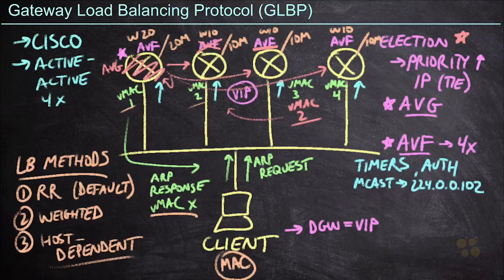And incidentally, even if we do have HSRP and GLBP running on the same broadcast domain, it's not going to be a problem. They're just going to receive each other's traffic and then drop it because, hey, I don't actually need this.